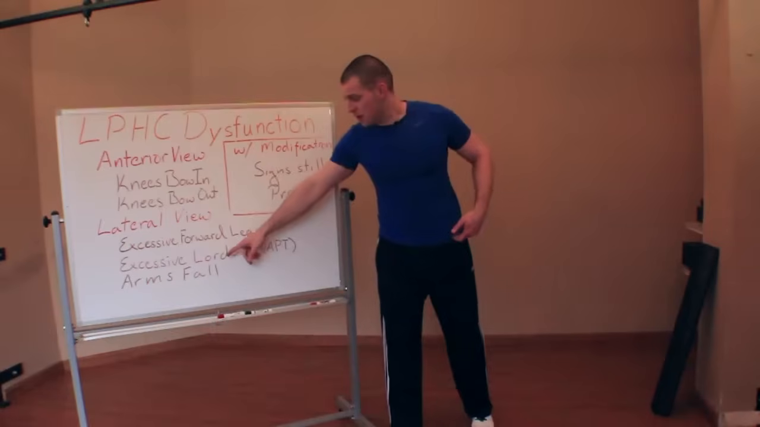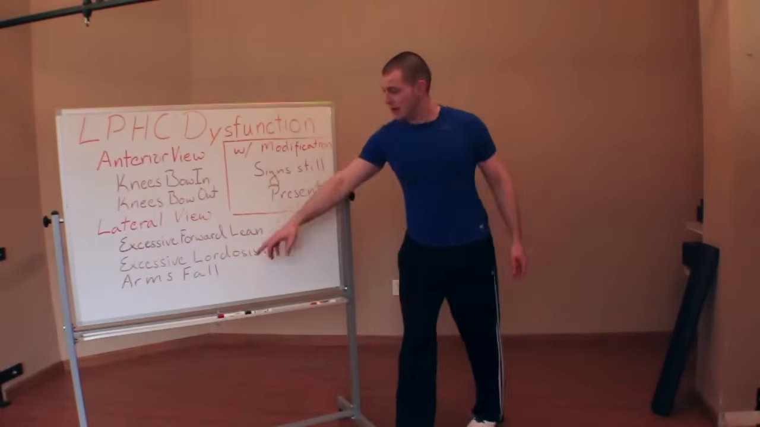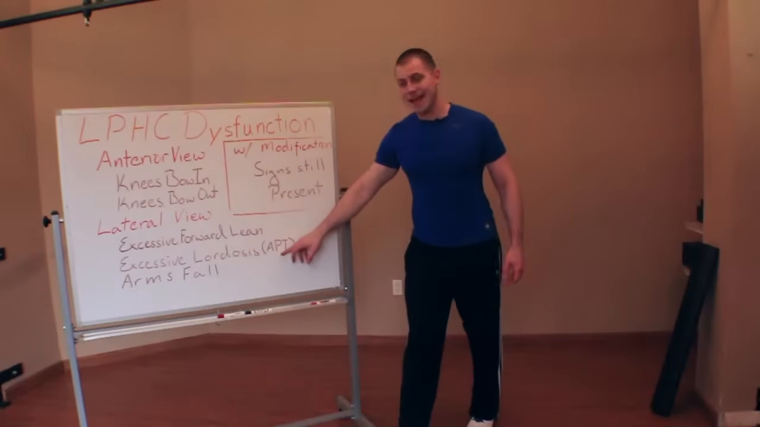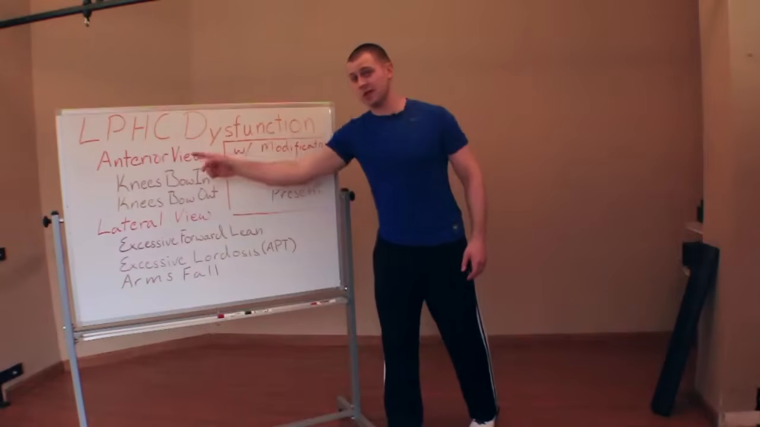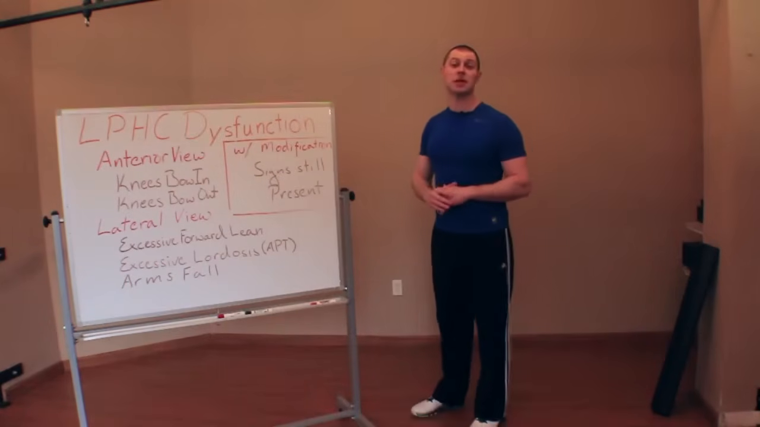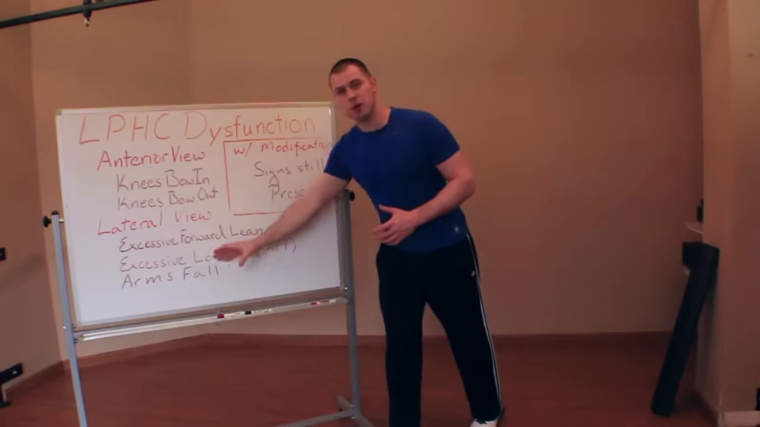And then when we come to my lateral view, we have an excessive forward lean, which can be driven by hip flexion, an excessive lordosis or anterior pelvic tilt. Really, that's the sign at the heart of this dysfunction. Anterior pelvic tilt, sometimes known as lower cross syndrome, definitely is where all of this starts building.